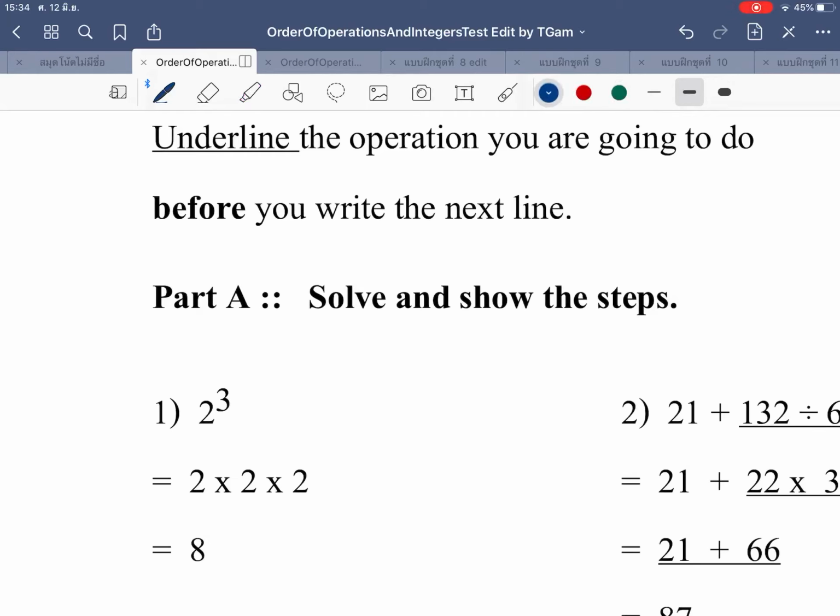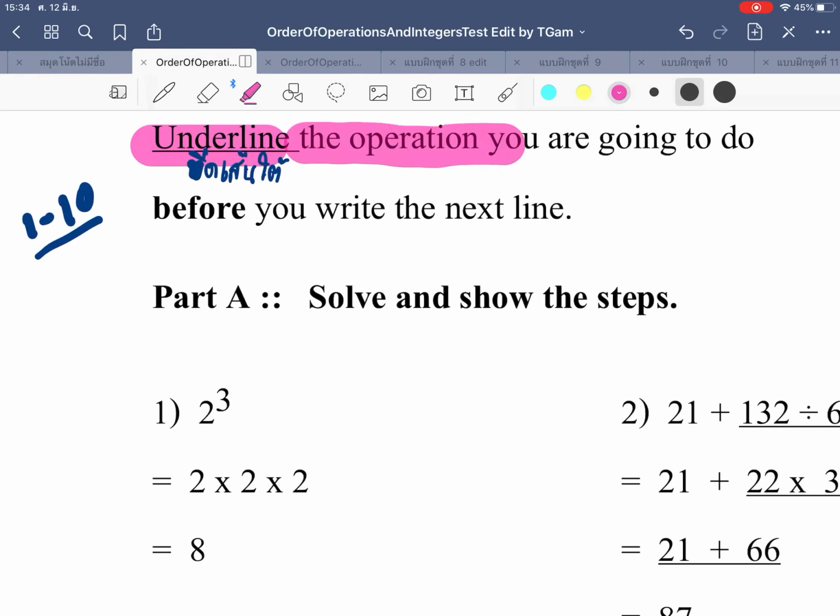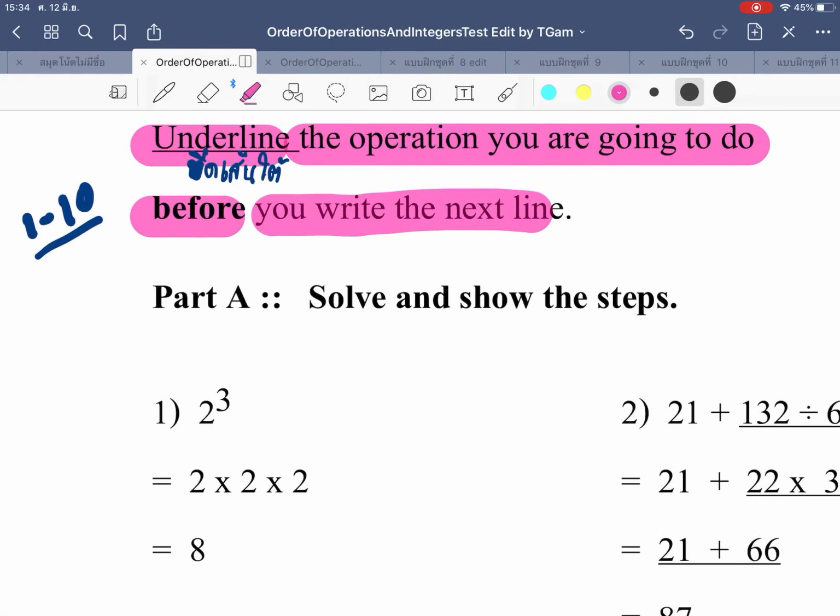For part 1, this is going to be explanation from question number 1 to number 10. For the instructions, underline means ขีดเส้นใต้, the operation you are going to do before you write the next line. Part A, solve and show the steps.